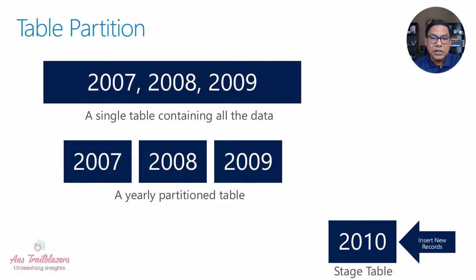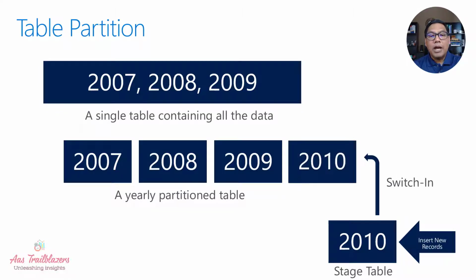Let's call it a staging table. We insert all that data into that table. Based on the volume of the data, it could take several seconds to several minutes to insert data into this intermediate table. From there, once the data is loaded, we can switch in the partition and move that partition to our main table.